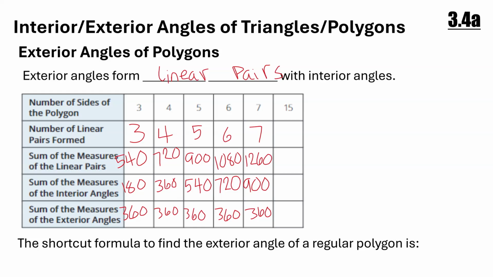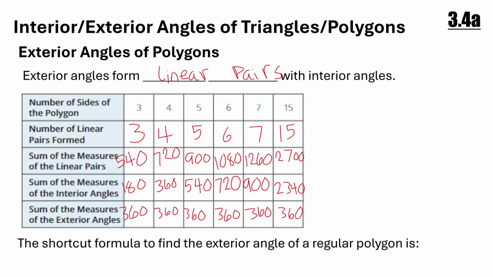In a 15-sided polygon, there are 15 linear pairs. The sum of the measures of the linear pairs is 2,700 degrees. The sum of the measures of the interior angles is 2,340 degrees. The sum of the measures of the exterior angles is 360 degrees.